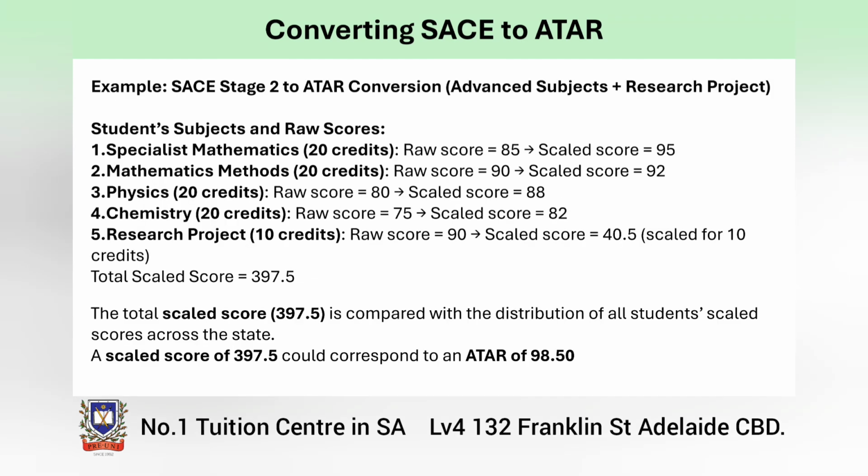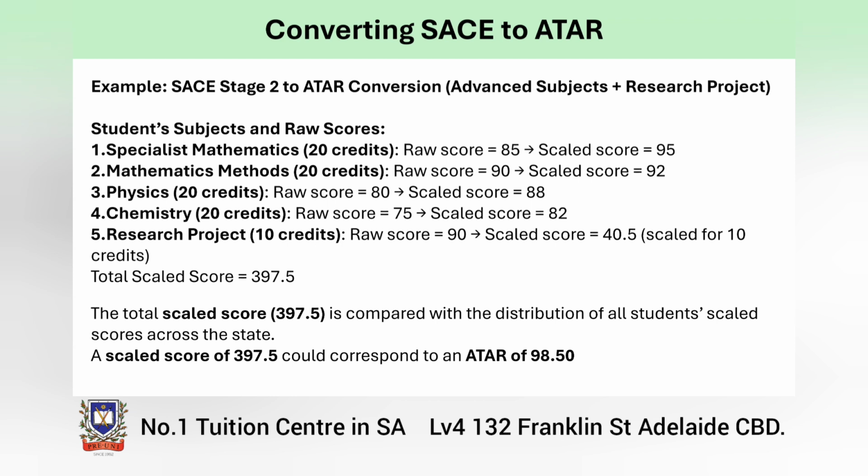Yeah, we have student subjects and raw scores. So this is a point of confusion for students as well. For example, looking at specialist math, out of the 20 credits, the raw score was 85. Once it was scaled, it was moved to 95. So your raw score is not your final score. That will be adjusted through scaling or other factors. In this example, math methods and spec math were both scaled up, and likewise with physics and chemistry.